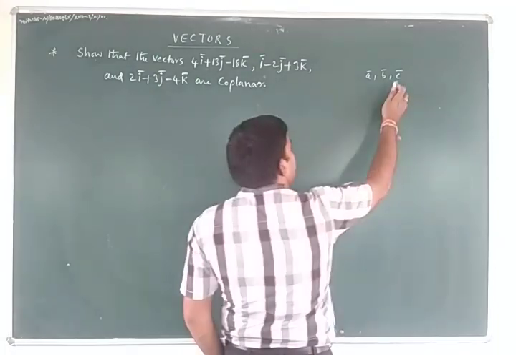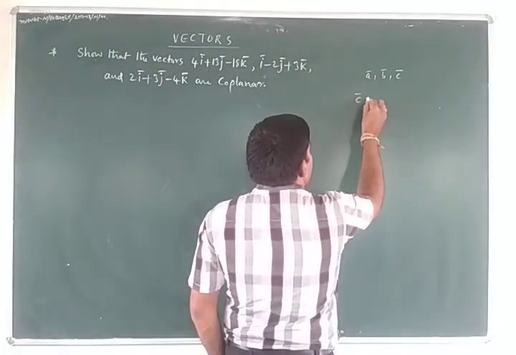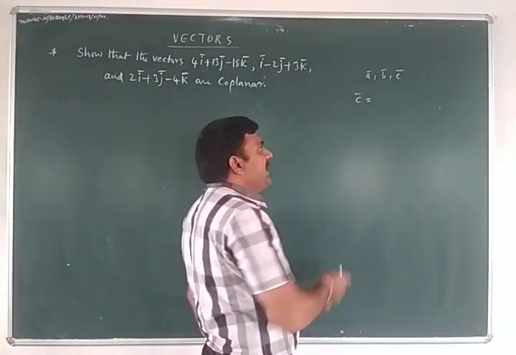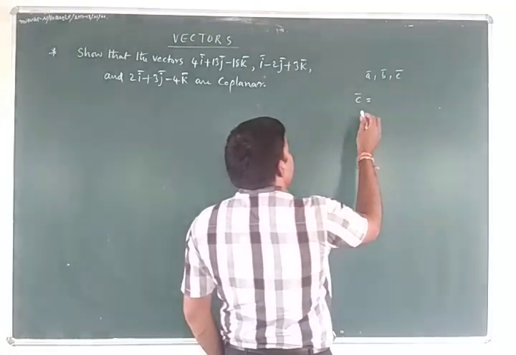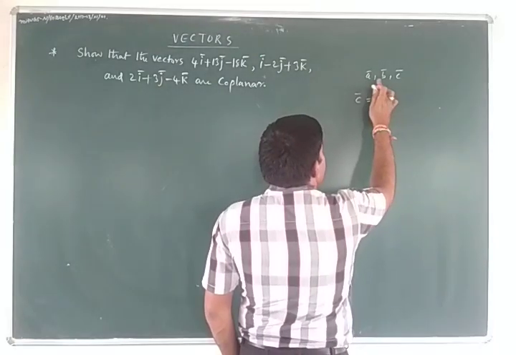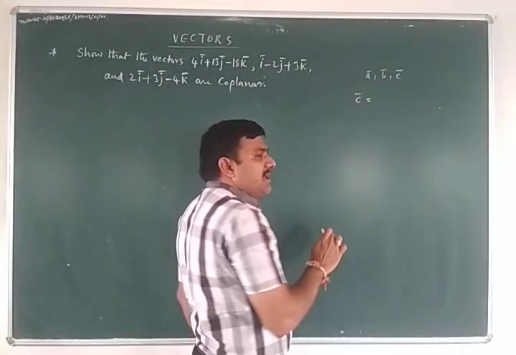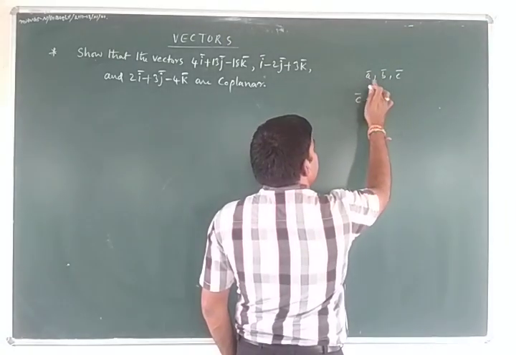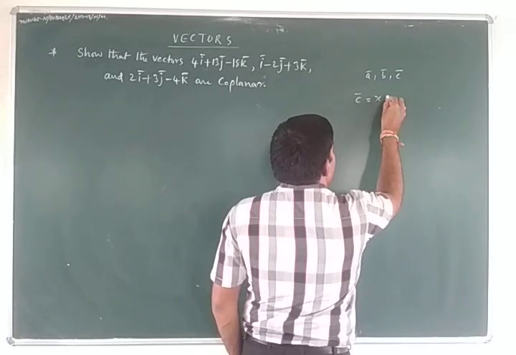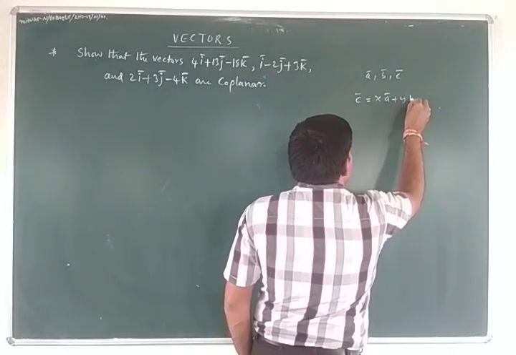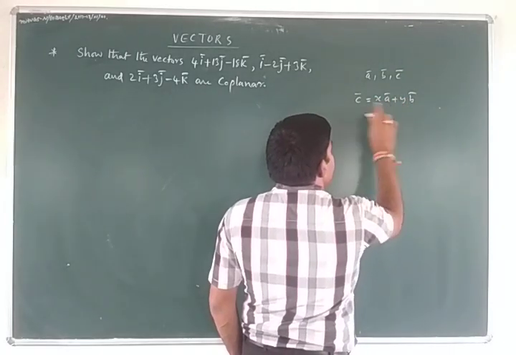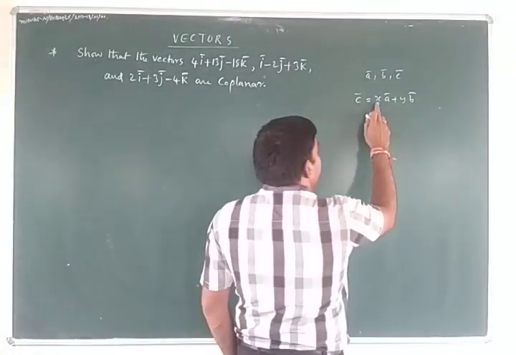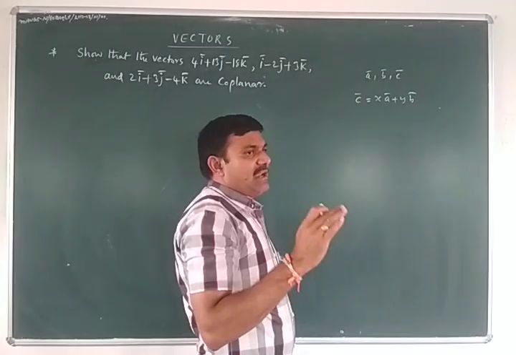Otherwise, you can say one vector, either a bar, b bar or c bar, is equal to a linear combination of the other two vectors. Here I am taking c bar. C bar is equal to a linear combination of the other two vectors, a bar and b bar, so x a bar plus y b bar. Here x and y are scalars.